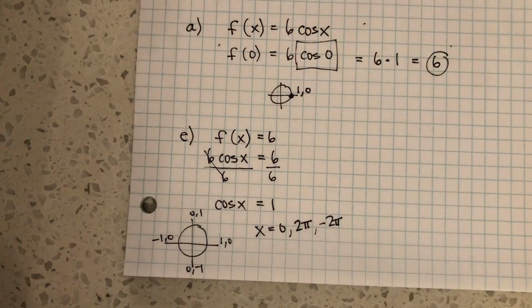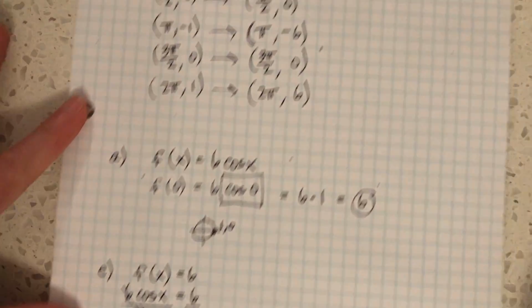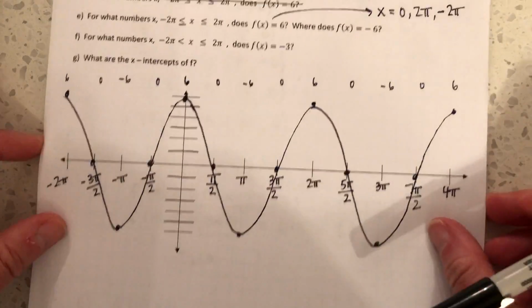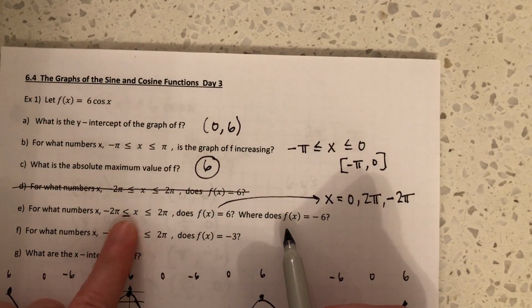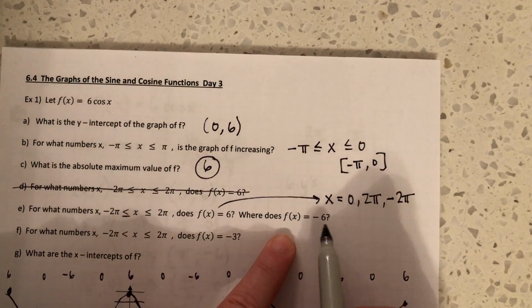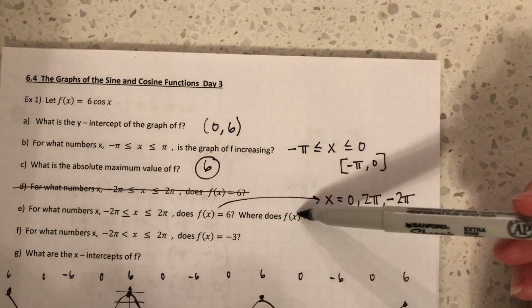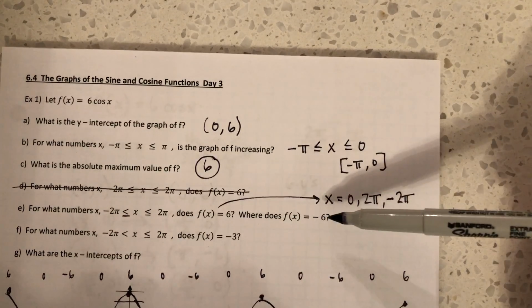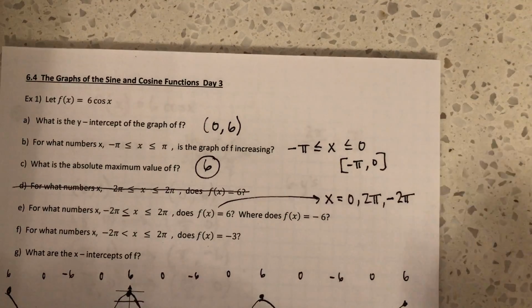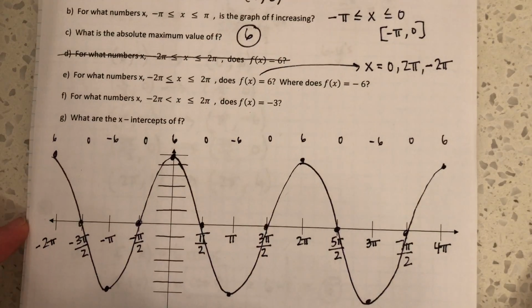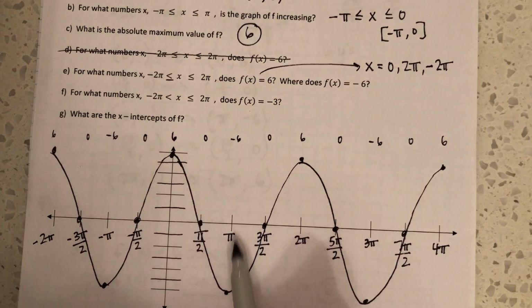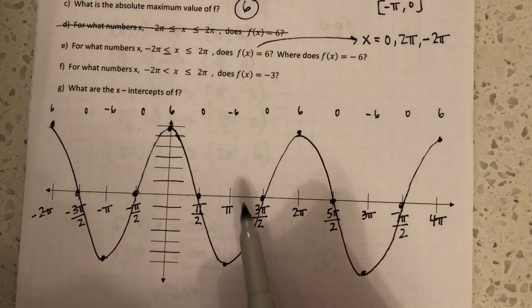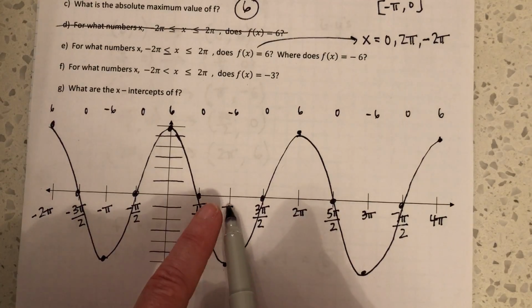All right, let's go back to the next part of that question. Then it says, where does f of x, again in between negative 2 pi and 2 pi, equal negative 6? So what angles make a ratio of negative 6 come out? Well, you could go right to your graph. What x values make negative 6 come out? Well, we said negative 6 comes out right here, and that was at an angle of when x equaled pi.